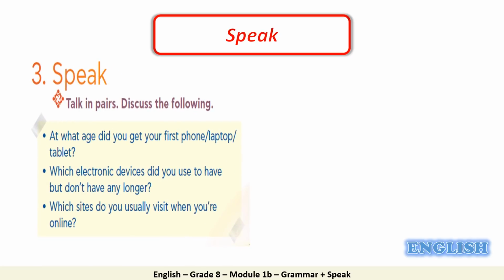Now it's time to practice the past simple and used to communicate with your friends. Discuss the following. At what age did you get your first phone, laptop, or tablet? Which electronic devices did you used to have but don't have any longer? Which sites do you usually visit when you are online? Take your time and think of possible answers.